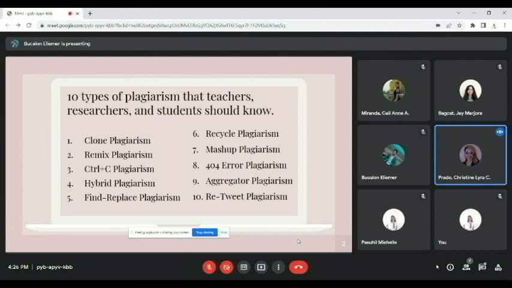Ninth, aggregator plagiarism. In here, the written document includes proper citation, but it does not contain original work. And last, we have the retweet plagiarism. In here, all written documents look perfect, with properly cited marks, but still, the document resembles somewhere the original text, structure, or wordings.